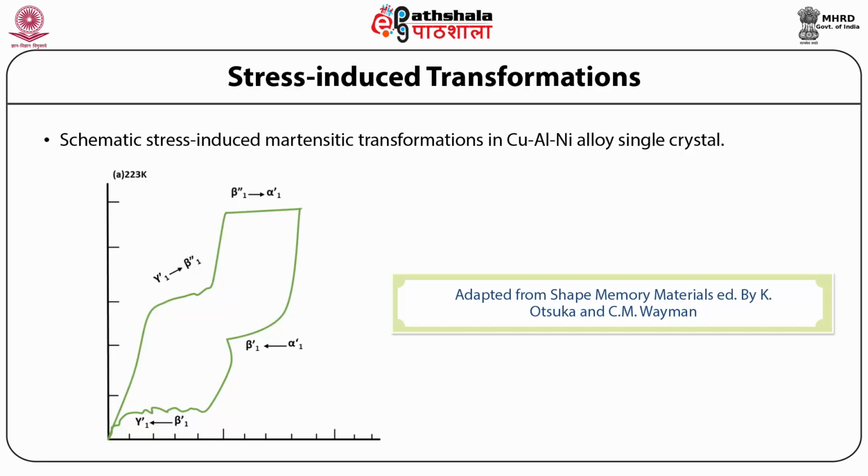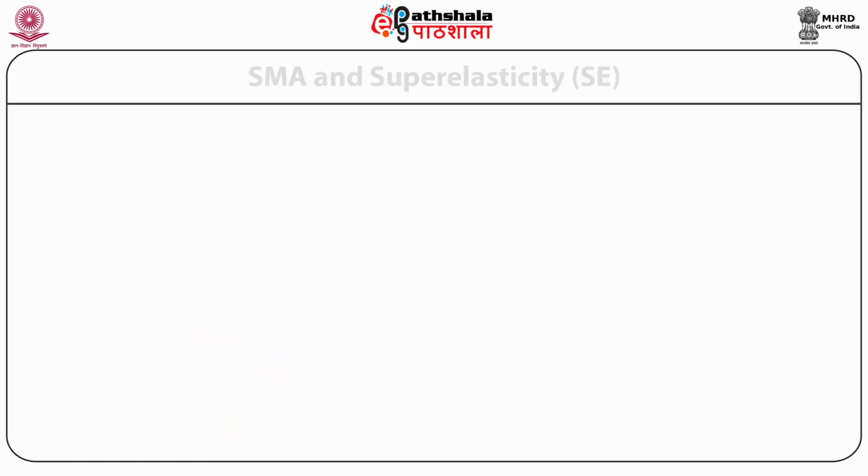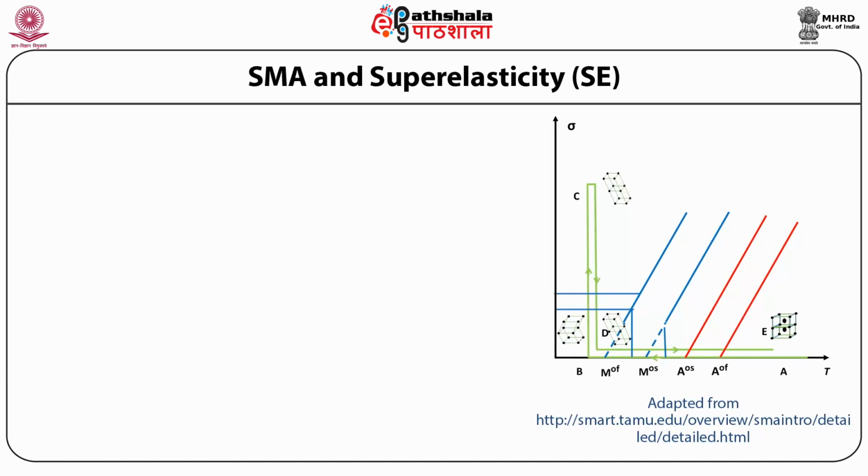When microstructure gets completely transformed to beta 1 double prime, then further loading causes the transformation to alpha 1 prime. Thus, in this system, we see two transformations and two critical stress values. Now, let us discuss the mechanism of shape memory effect, that is SME.